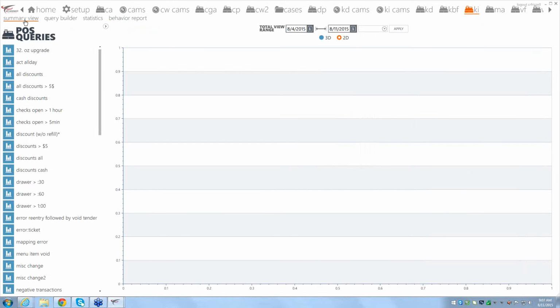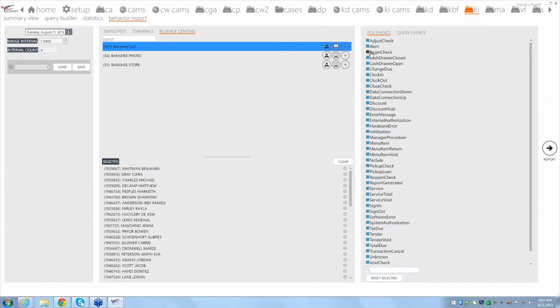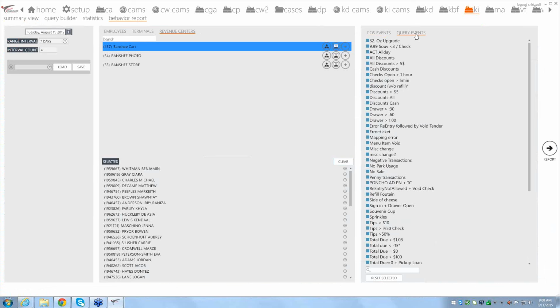As you can see, these are the same queries. So moving back onto that, let's select a couple queries. First, we'll start off with begin check. That's going to bring up every employee who started a check over the last 28 days at this revenue center.